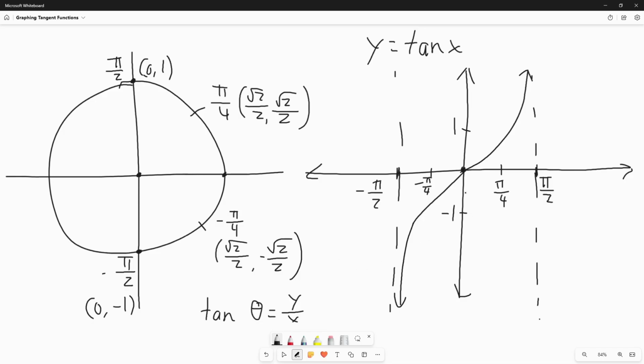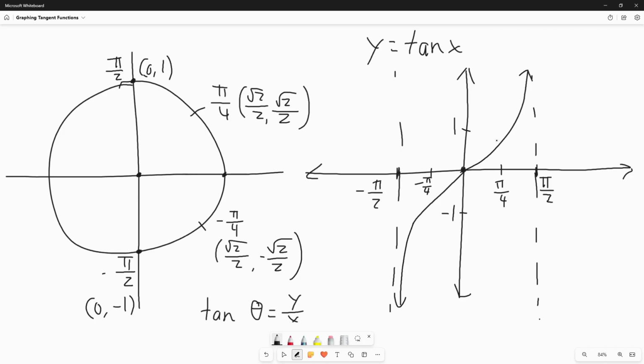And we have the same logic at x equals pi over 4, but these are actually the same value. So if you just put square root of 2 over 2 over square root of 2 over 2, you get 1, which is why there's a point at pi over 4, comma 1.